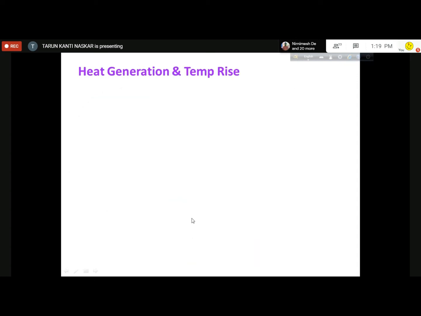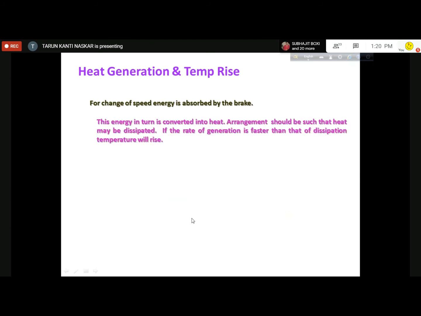Now, heat generation and temperature rise. Obviously, there will be generation of heat. So for change of speed, energy is absorbed by the brake. If energy is absorbed by the brake, this energy will be converted into heat. So there must be some arrangement so that it is dissipated.